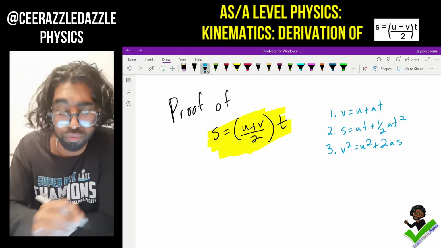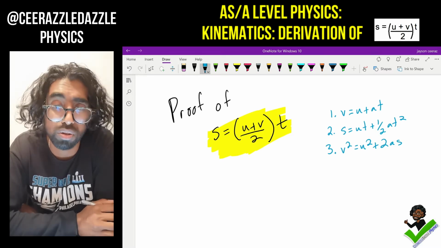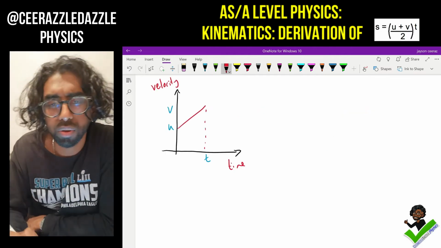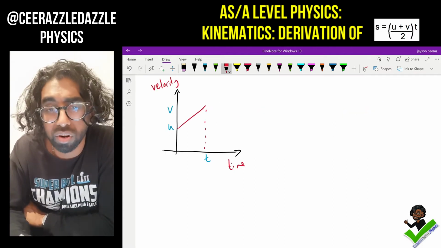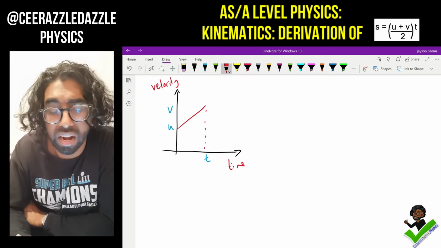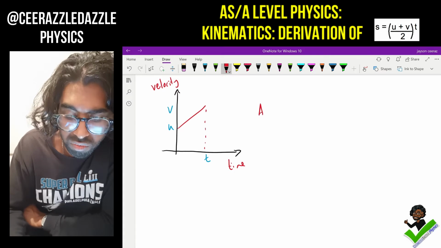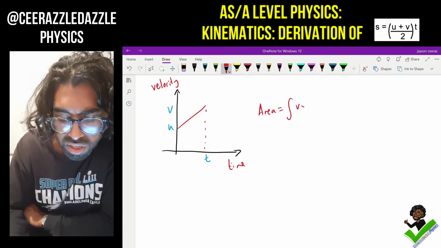Right, today we're going to prove the fourth equation, s is equal to (u plus v) divided by 2 times by t. So we'll start off with the following graph. Okay, so let's say I gave you a velocity time graph, and I said to you, what does the area represent? Hopefully from GCSE physics we can remember that the area under a velocity time graph represents the displacement, because the area is equal to the integral of velocity times by time.